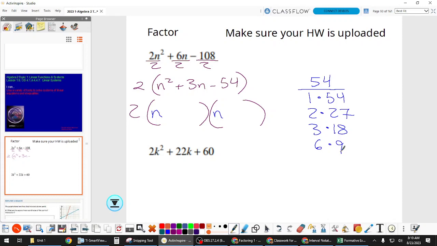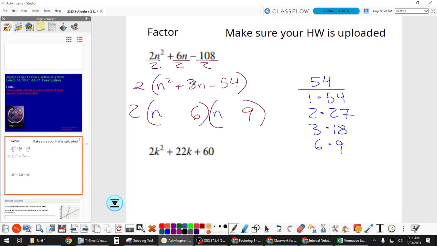So out of those, is there a way to make 3? And again, we'll worry about signs in a minute. We just need to know if we can make 3. Go ahead, Pedro. Good. So in this case, to make 54, we know we want to use 6 and 9.